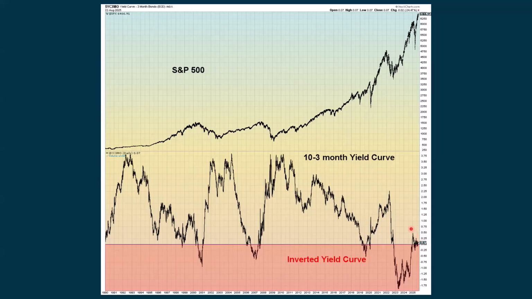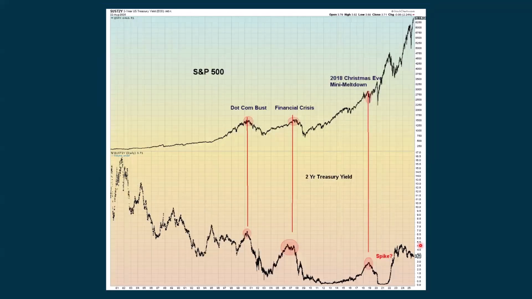Now, most people don't use this chart. They use the 10-year to 2-year yield curve, and that one's looking okay. This is the one that's been acting kind of crazy lately. And we're seeing a gradual decline still with the 2-year treasury yield. It just means shorter term interest rates are going down.